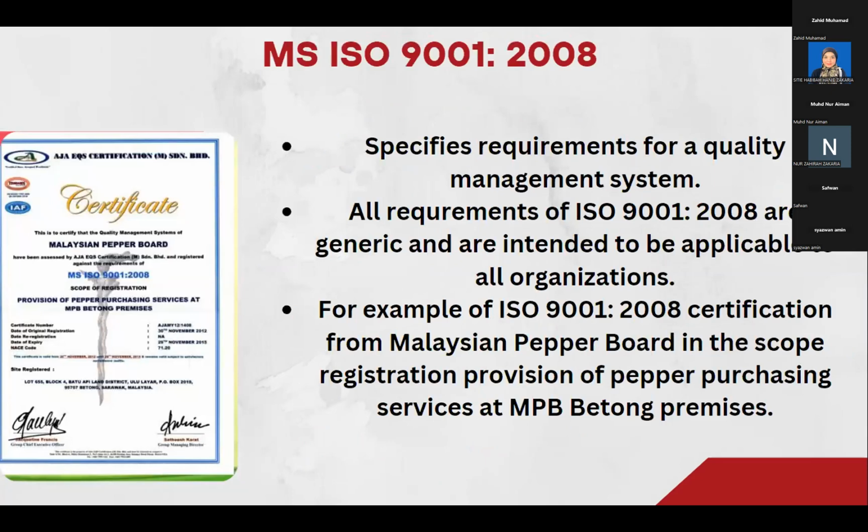In midstream, we have MS ISO 9001 in 2008. This is a specified requirement for a quality management system. All requirements of ISO are generic and are intended to be applicable to all organizations. For example, ISO certification from Malaysian Paper Board in the scope registration: provision of paper purchasing services at Malaysian Paper Board Betong premises.